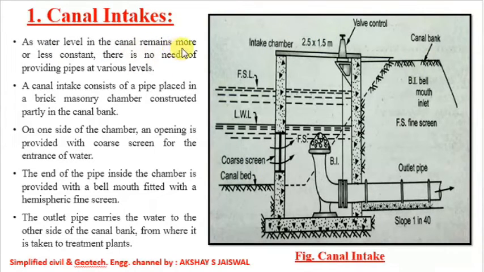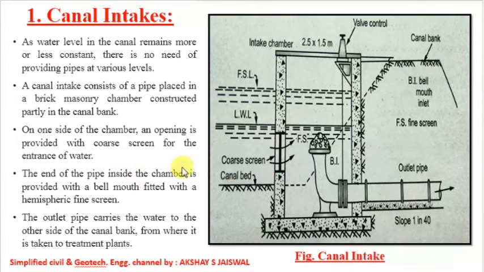As water level in canal remains more or less constant, there is no need of providing pipes at various levels. A canal intake consists of a pipe placed in a brick masonry chamber constructed partly in the canal bank. Here we can see canal, and half part of this intake structure is constructed inside this canal. On one side of the chamber, an opening is provided with a coarse screen for the entrance of water. Here we can see coarse screen to allow the entry of water inside this intake structure.